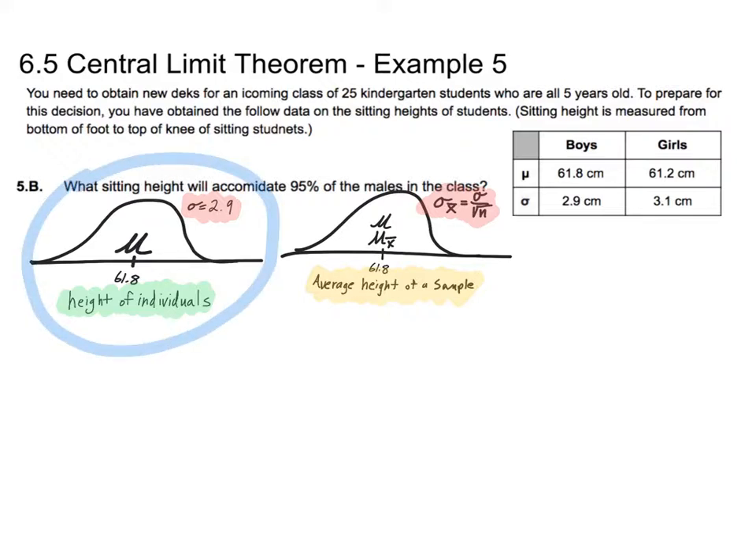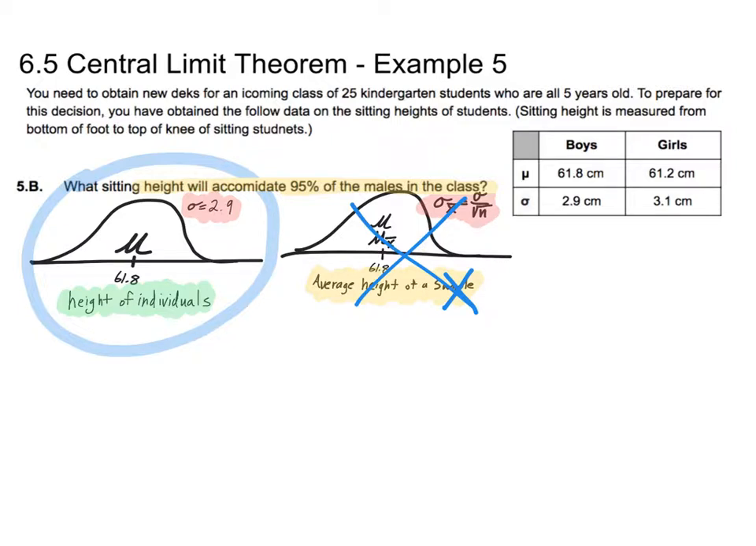So if you have not determined that you need to be utilizing the first curve, think about what's going on again. You're looking for a height that will accommodate 95% of the males in the class. When we're looking for this height, we're looking at the males as individuals. We're not saying we're going to grab a sample of 25 students in the classroom. There's no sampling at all. The key thought here is sample. There's no sampling, so we're not going to use the sample curve. We're going to utilize the curve on the left-hand side, and what we're looking for is the height that will accommodate 95%.